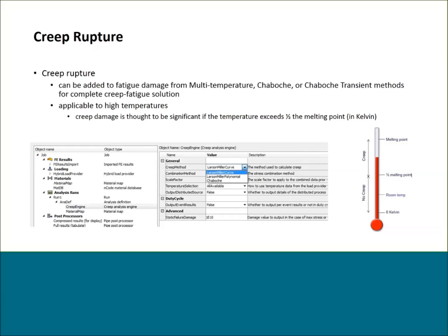The image is from the Advanced Design Life. You can see there's only three creep models that it accepts: Larson-Miller curve, Larson-Miller polynomial, and so on. It doesn't have the full range of creep capability that Mechanical has.